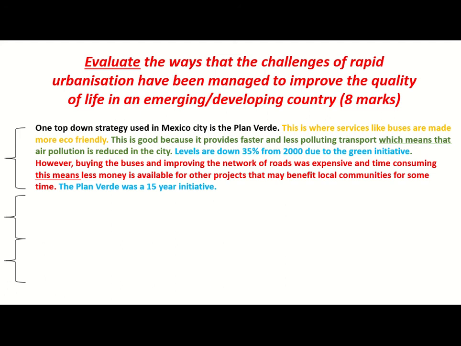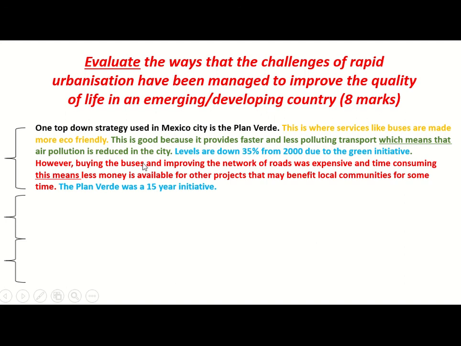Great. So here I've got a strategy named Plan Verde, what the Plan Verde is, or what part of it involves, and a good part that's extended. Each of these little bits, remember, is a small sentence. Small sentence, small sentence, small sentence, with a little connective. Small sentence stat. To evaluate, though, I need to do the negative.